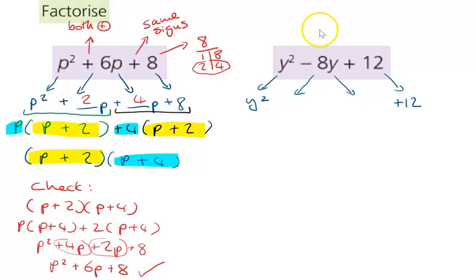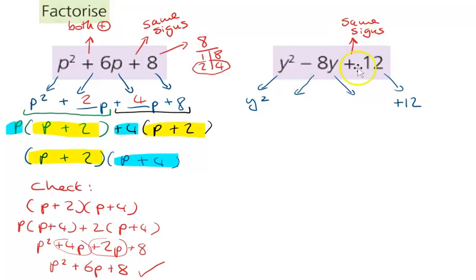I'm now going to factorize y squared minus 8y plus 12. So I bring down the y squared. The minus 8y breaks up into two parts, and I bring down the plus 12. So this plus here tells me that these two signs are the same. So then I look at this sign here, which is minus. That tells me they're both minus.